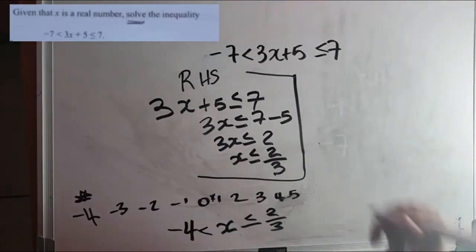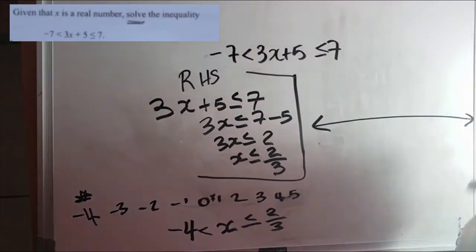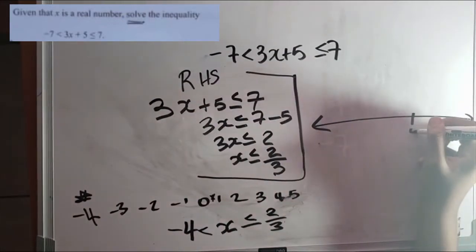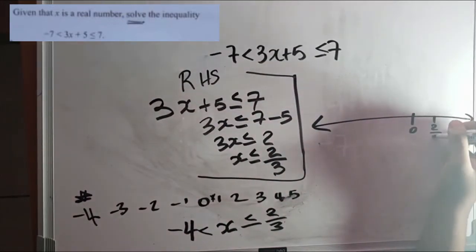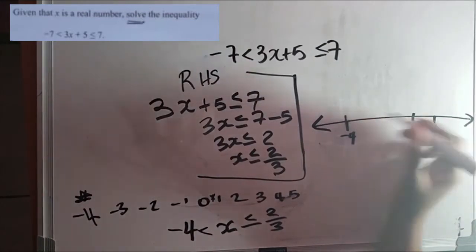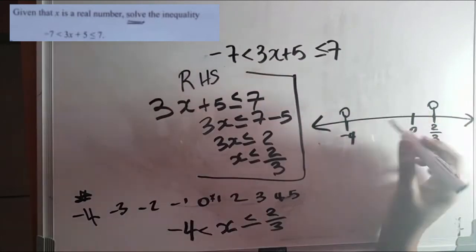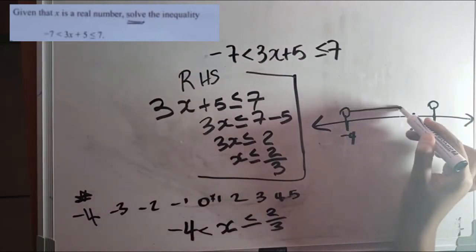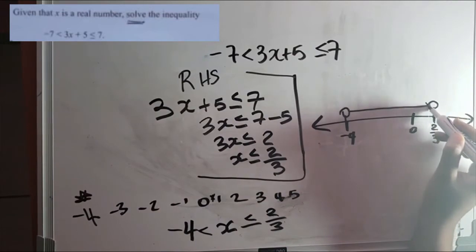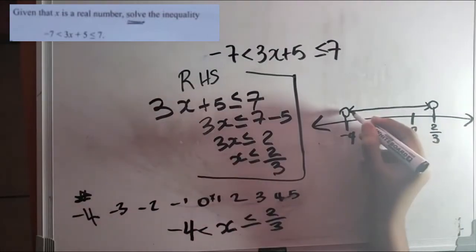So drawing this number line properly, because this wasn't a proper number line, no formal number line or anything. We just drew the crude numbers. So we'd have 0, 2 upon 3, and we'd have negative 4. Correct? Now we'd have two circles and we're going this way. And like so. The two circles with the two arrows.